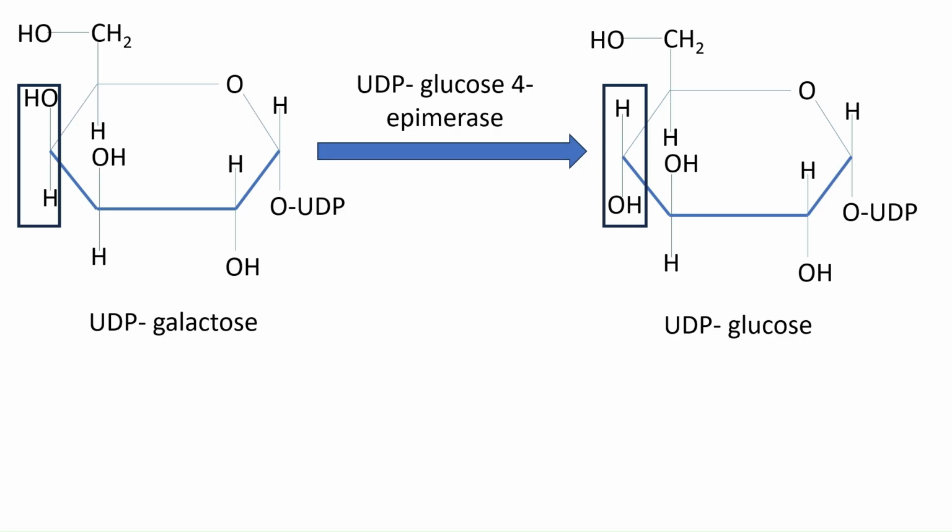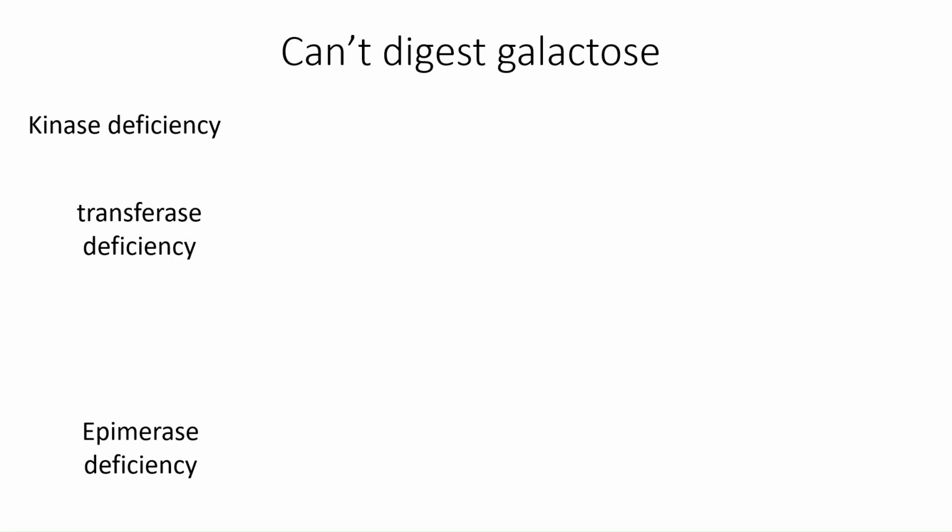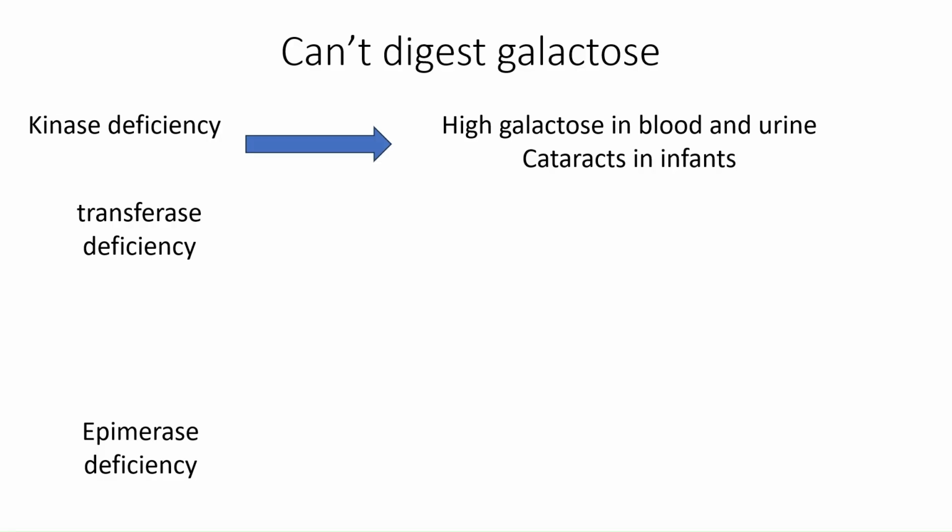Now we saw that there are three enzymes that are being used in the processing of galactose. That is galactokinase, the uridylyl transferase, and epimerase. Now, what happens if, because of some mutation, these enzymes are not functional? It gives rise to galactosemia. So, what happens in the case of kinase enzyme deficiency is high galactose in blood and urine, and it can lead to cataracts in infants.